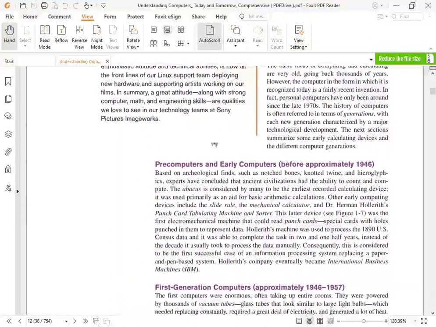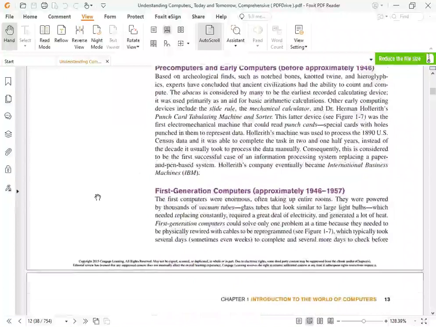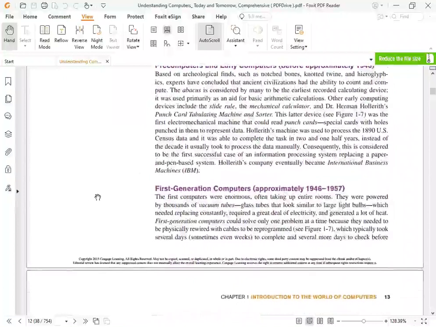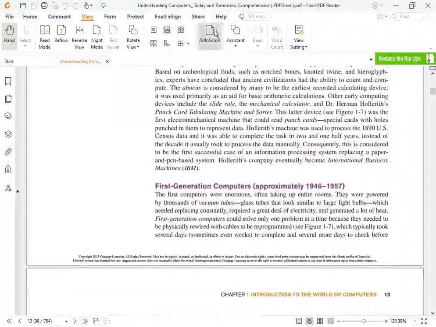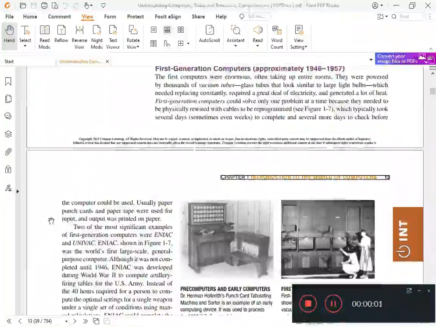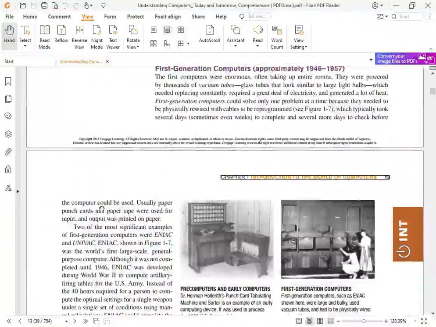First generation computers, approximately 1946 to 1957. The first computers were enormous, often taking up entire rooms. They were powered by thousands of vacuum tubes, glass tubes that look similar to large light bulbs, which needed replacing constantly, required a great deal of electricity, and generated a lot of heat. First-generation computers could solve only one problem at a time because they needed to be physically rewired with cables to be reprogrammed, see figure 1-7, which typically took several days, sometimes even weeks, to complete and several more days to check before use. Punch cards and paper tape were used for input, and output was printed on paper.